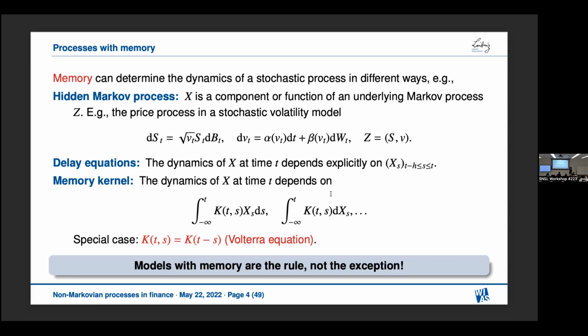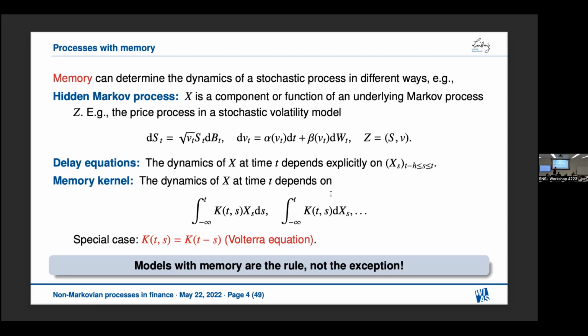An example, which we are going to see later in finance, is so-called stochastic volatility models. You have the price process S, which depends on a stochastic instantaneous variance process V, which also has some kind of dynamics. If you only observe the price process, which is the only thing that you can actually observe in a financial market, since the volatility process is a kind of abstract concept, then under this specification, this is a hidden Markov model. Hidden Markov processes are very common in engineering and all kinds of sciences, I would say. The second one, which is also a very classical concept, are delay equations.